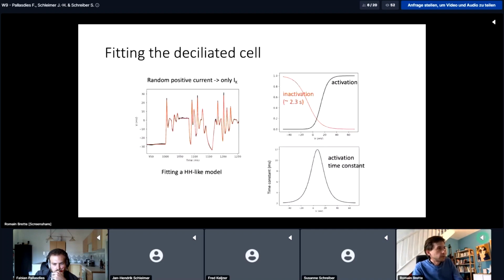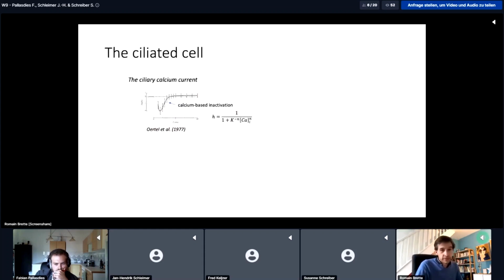So that's fairly easy. The more difficult part is the part that deals with the calcium, because we don't measure the calcium directly, at least not for now, and so we have to infer it. There is some literature, actually a lot of literature on electrophysiology in Paramecium. It's just that there is no model. So we know that there is an inactivating calcium current.